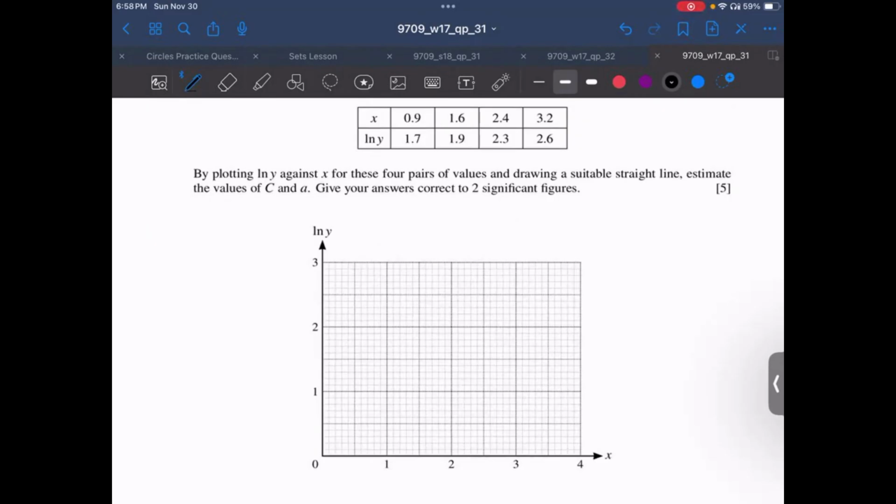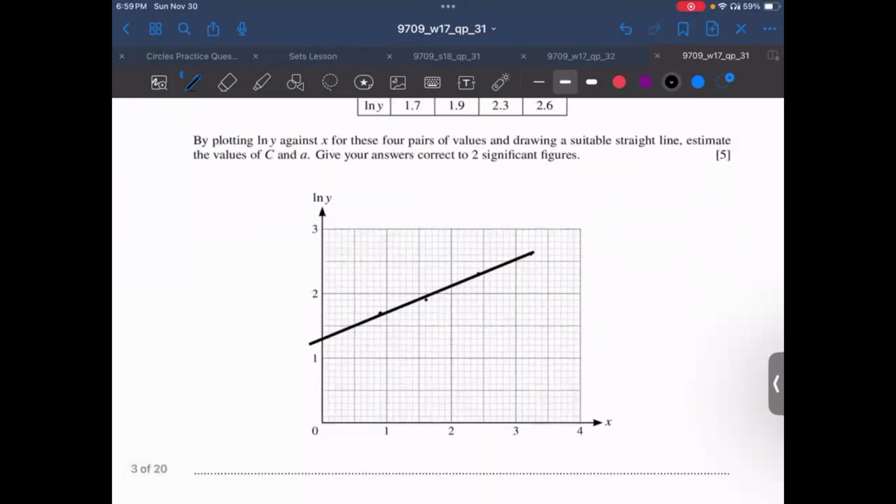Now in the first step, it says x is 0.9 and ln y is 1.7. So 0.9 and 1.7 will be over here. 1.6 and 1.9. So this is 1.6 and this will be 1.9 over here. 2.4 and 2.3. And 3.2 and 2.6. Now we have to draw a straight line, so we'll just simply join the points together. Once you have drawn the line, we have to use this to find the values of c and a.